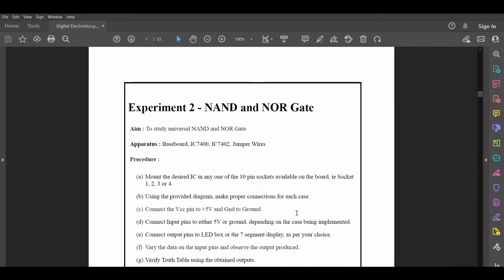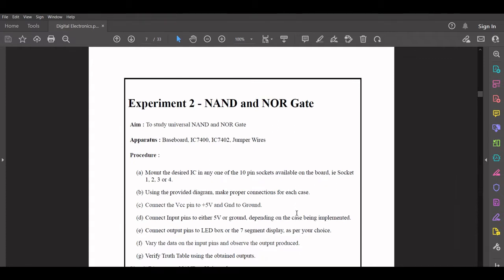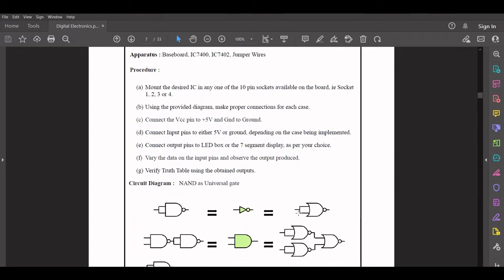You'll have to mount the desired IC in any one of the 10-pin sockets. Then by using the pinout diagram, you can check where the VCC and the ground pins are, and also where the input and output pins are. You'll have to connect the VCC pin to +5 volts and ground to the ground pins. You can connect the input pins either to +5 or to ground depending on the test case, and you can observe the output on the LED box or the 7-segment display.